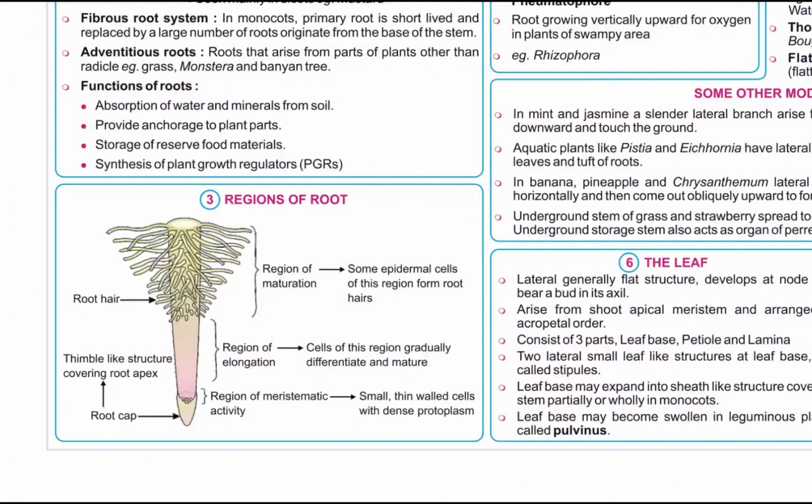Regions of root. Region of maturation. Some epidermal cells of this region form root hairs. Then we have the root hairs and then the region of elongation. Cells of this region gradually differentiate and mature. Region of meristematic activity. Small, thin-walled cells with a dense protoplasm. Root cap. Thimble-like structure covering the root apex.